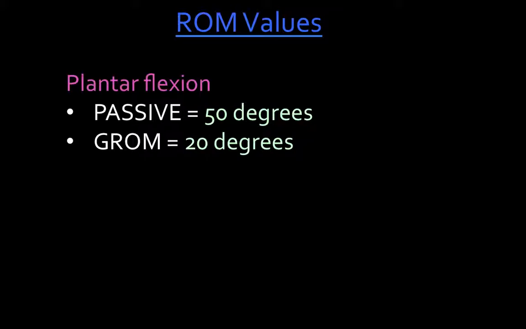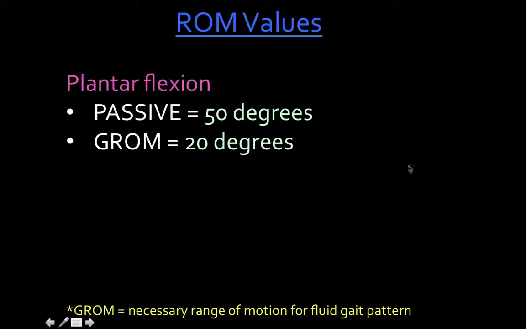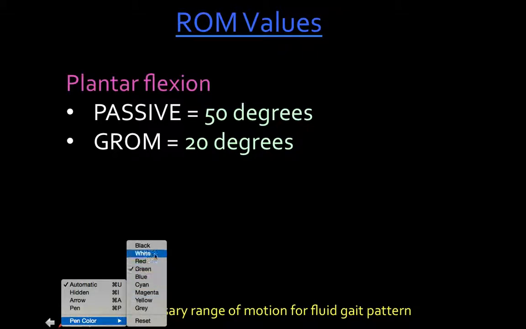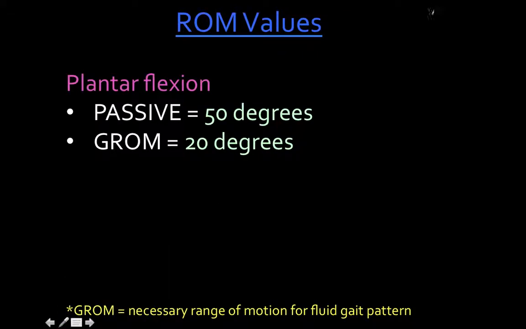But I'm going to talk about gait range of motion. So GROM is not a real word or whatever, but I'm using it just for now. So let's do magenta. This is the necessary range of motion for a more fluid gait pattern. We only actually need roughly 20 degrees of plantar flexion to be able to walk. So when in the gait cycle would we have the most plantar flexion, do you believe?